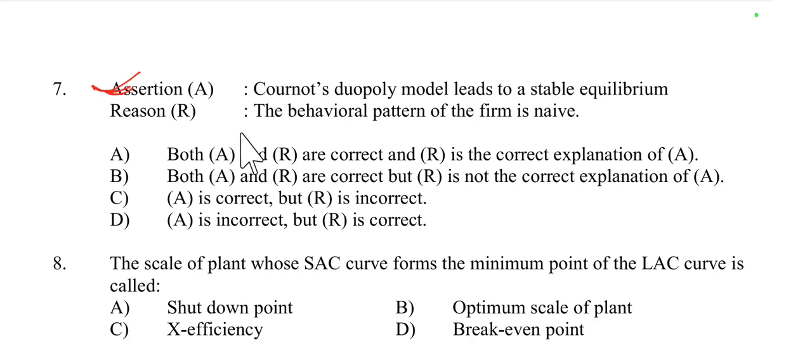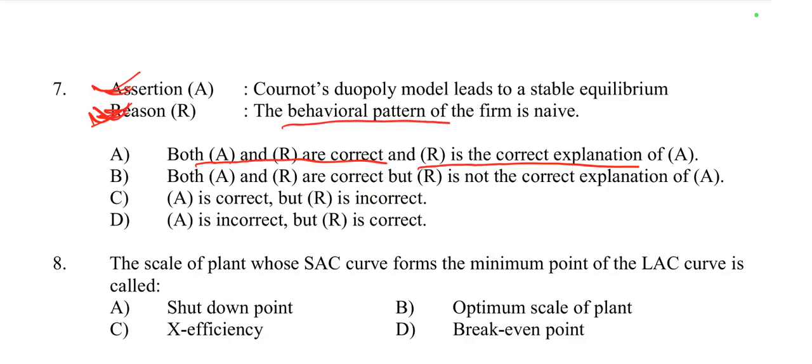Then the reason is the behavioral pattern of the firm is naive, or we can say innocent. This is also correct, because in the Carnot model each firm assumes that the other firm will keep its output constant when adjusting its own output, which is considered a naive assumption. So the reason is also right.